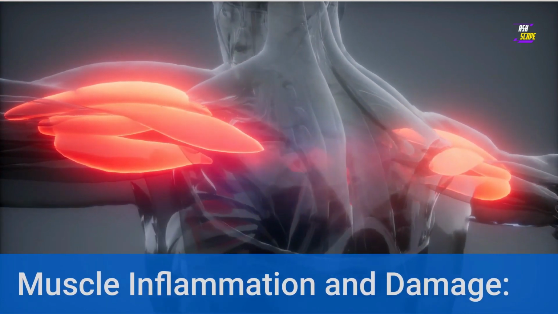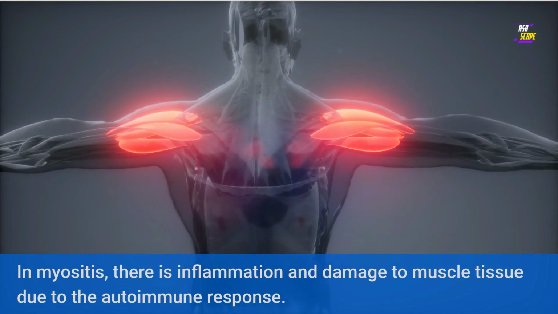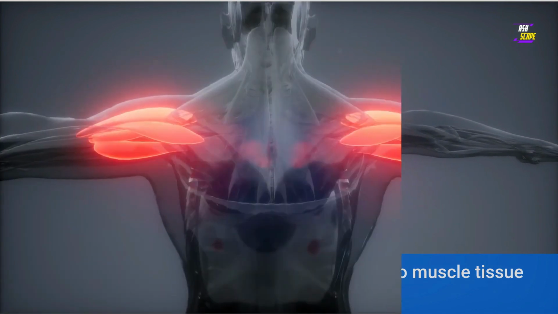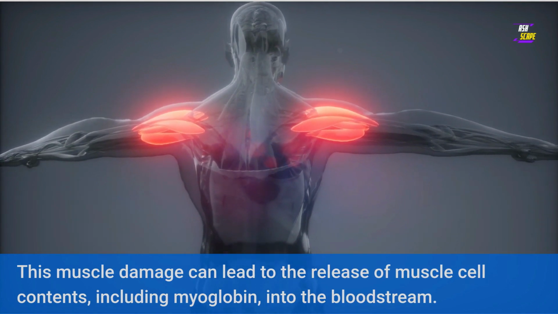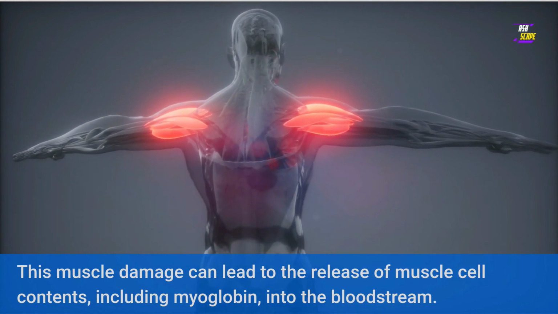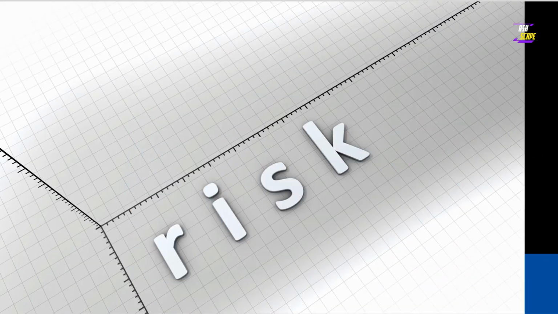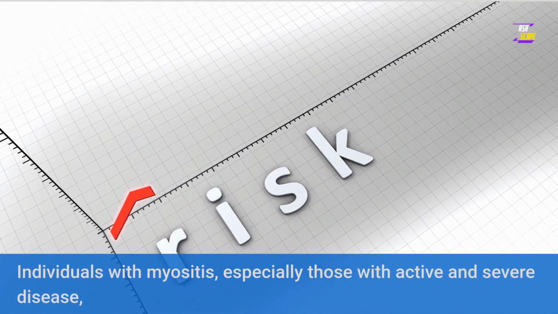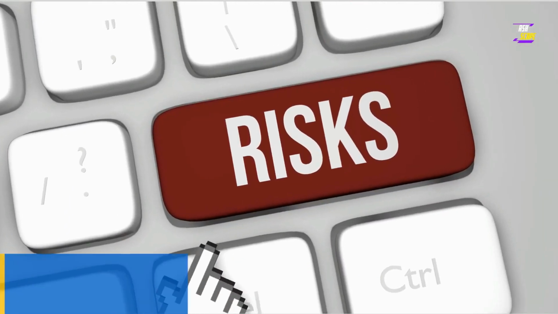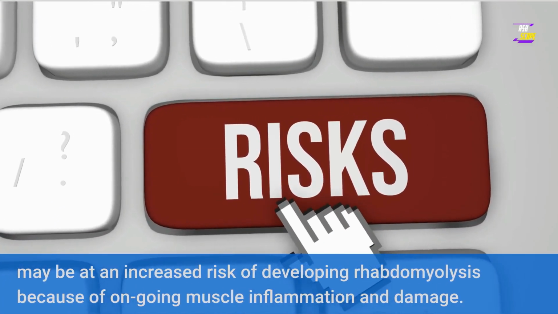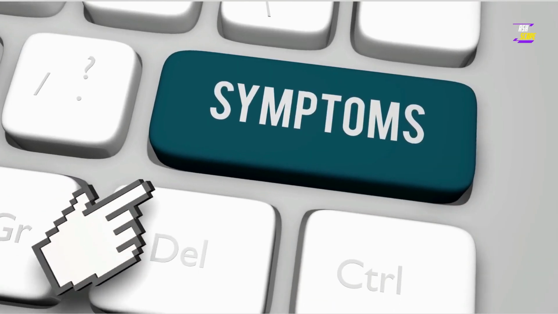Muscle inflammation and damage. In myositis, there is inflammation and damage to muscle tissue due to the autoimmune response. This muscle damage can lead to the release of muscle cell contents, including myoglobin, into the bloodstream. Increased risk of rhabdomyolysis. Individuals with myositis, especially those with active and severe disease, may be at an increased risk of developing rhabdomyolysis because of ongoing muscle inflammation and damage.